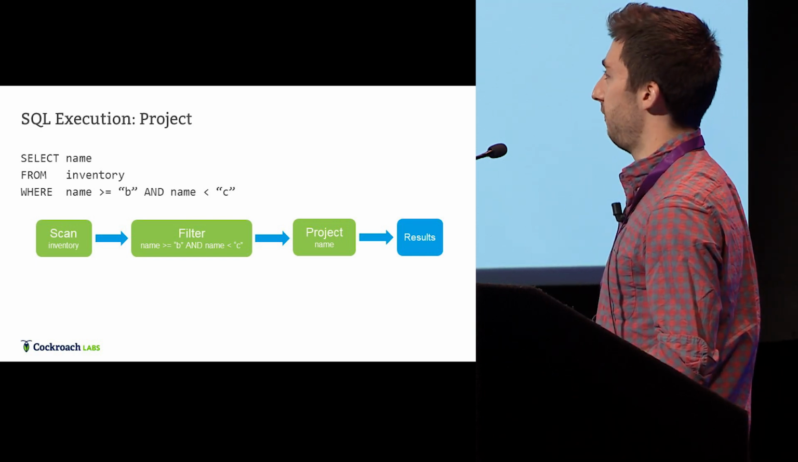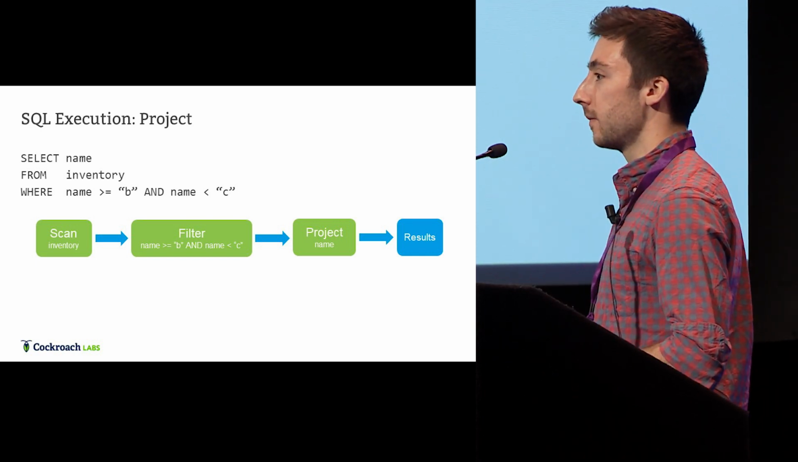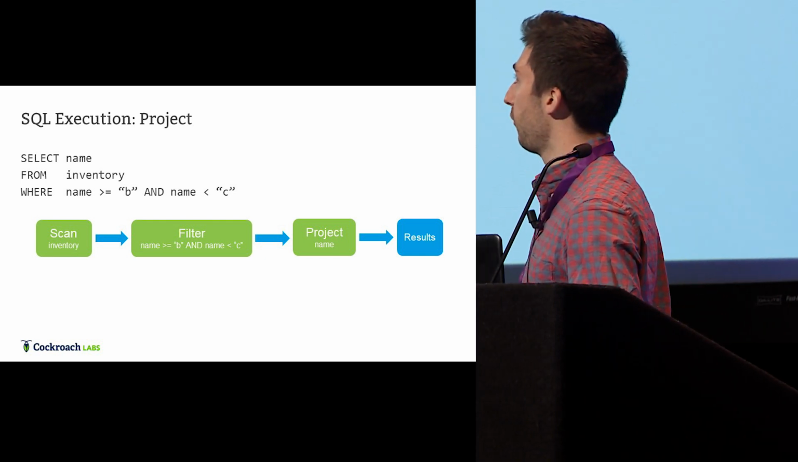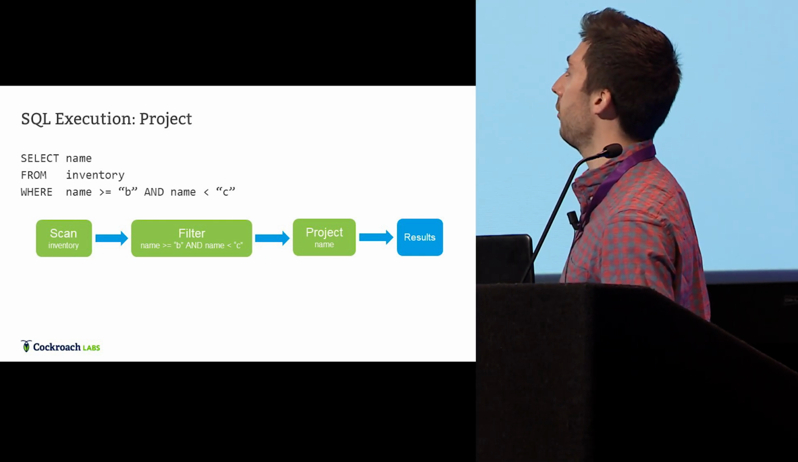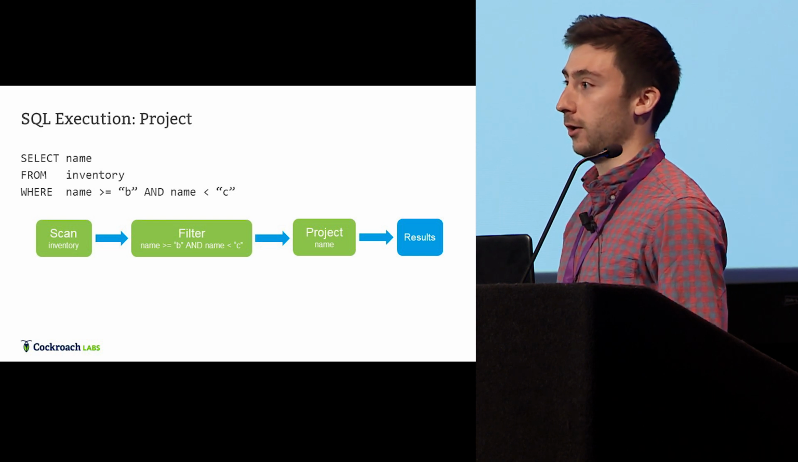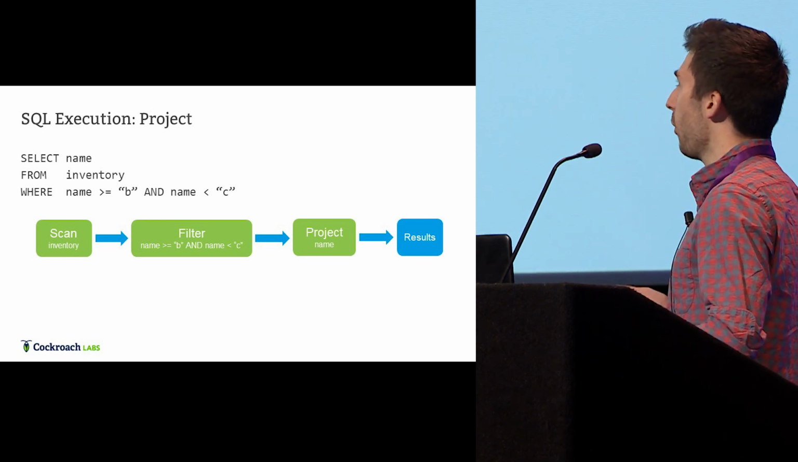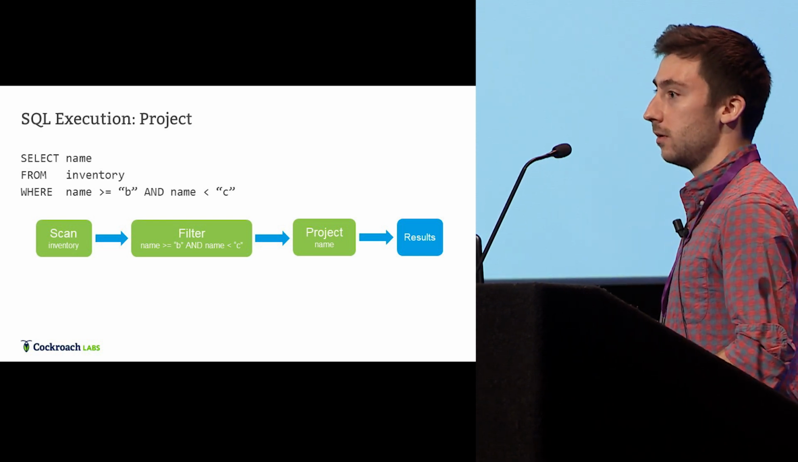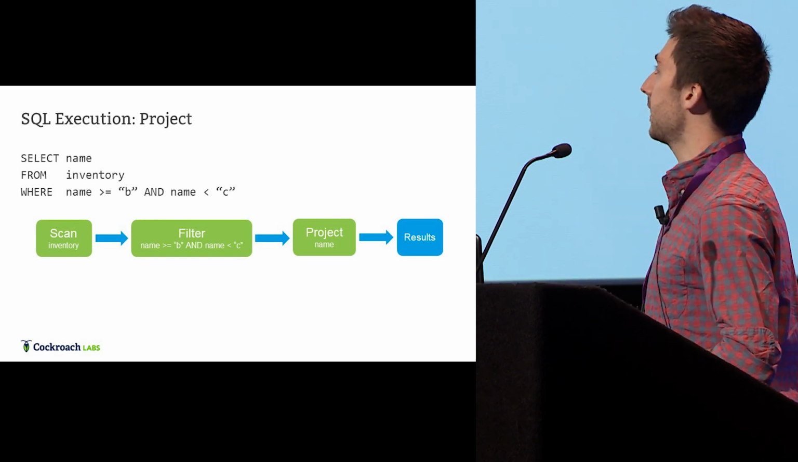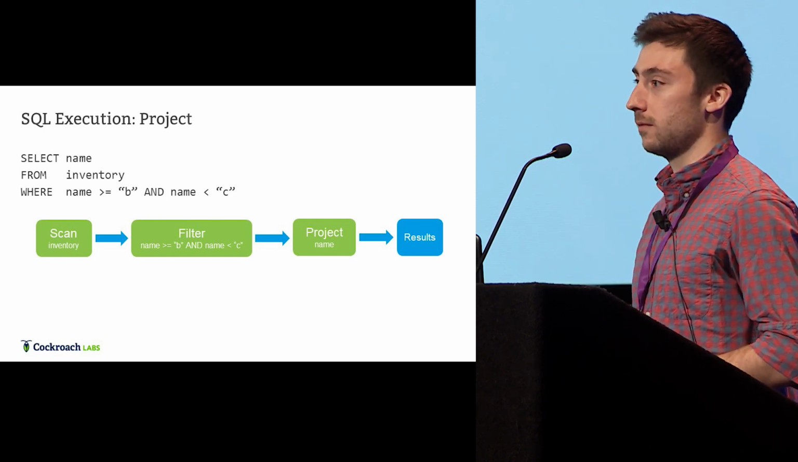But here, it's actually fairly inefficient as well. People might have picked up on the fact that we're performing a full table scan here. We're scanning over the entire inventory table before we're actually filtering at all. And without more information, that's really all we can do. But what if we had an index directly on this name column?